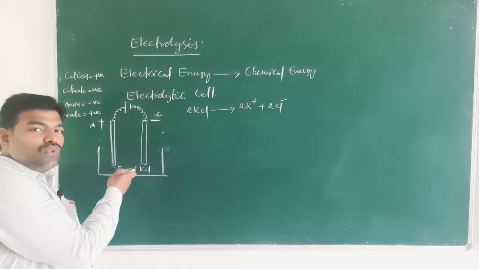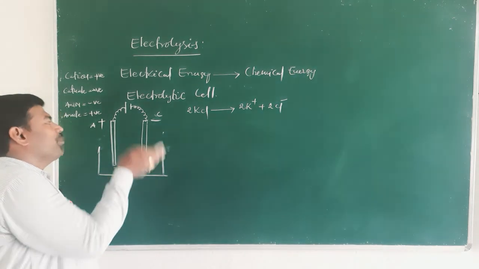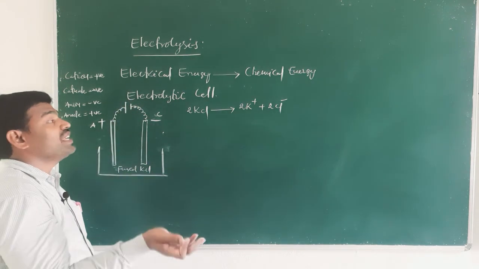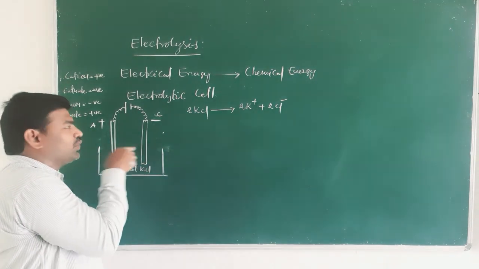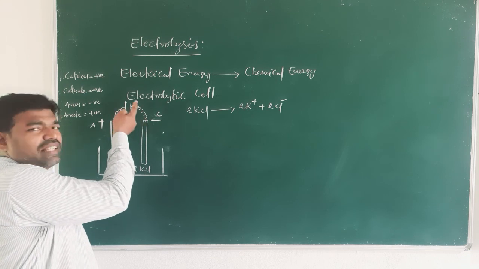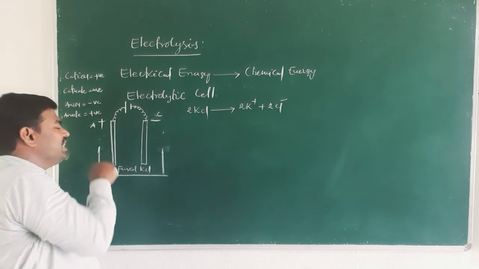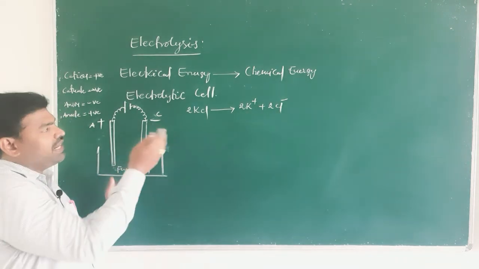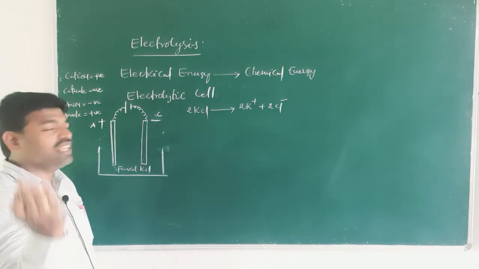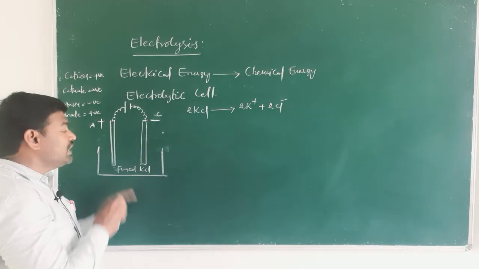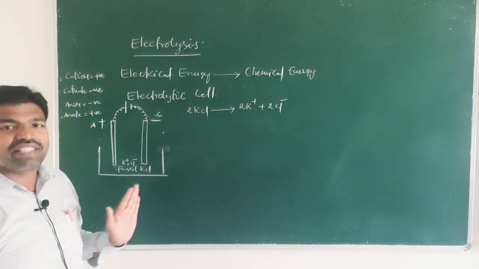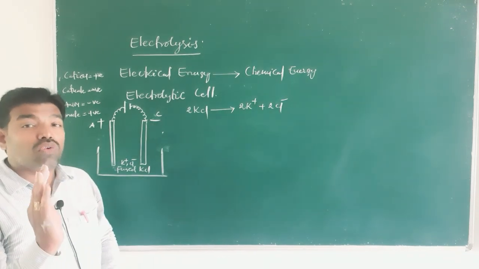So when we take fused KCl as electrolyte, we are supplying electrical energy, we are supplying EMF, to the electrolytic cell through an external battery. Due to that EMF, the fused KCl dissociates into free K+ ions and Cl- ions. Whenever we pass EMF to the electrolytic cell, these K+ ions and Cl- ions move towards the opposite or counter electrodes, okay.